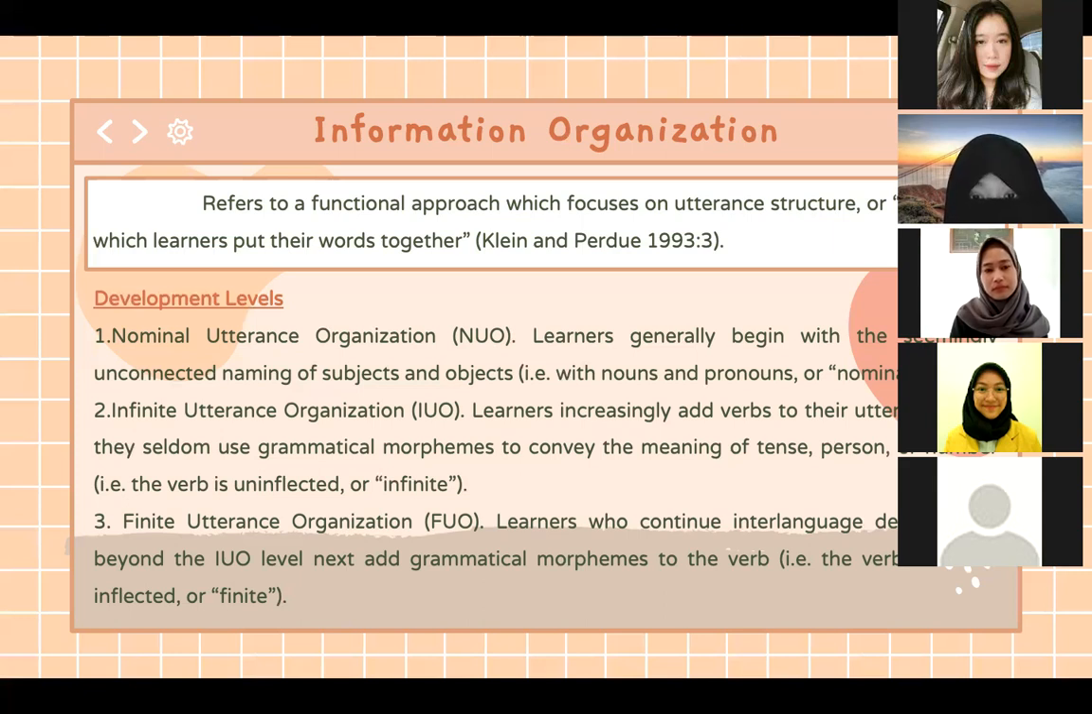And then the second sequence is called IUO, which is infinite utterance organization. In this sequence, learners increasingly add verbs to their utterances, but they seldom use grammatical morphemes to convey the meaning of tense, person, or number. In the example, the verb is uninflected or infinite. There's also increasing use of grammatical relations such as prepositions, and at this stage, learners have constructed an interlanguage grammar which is called the basic variety.